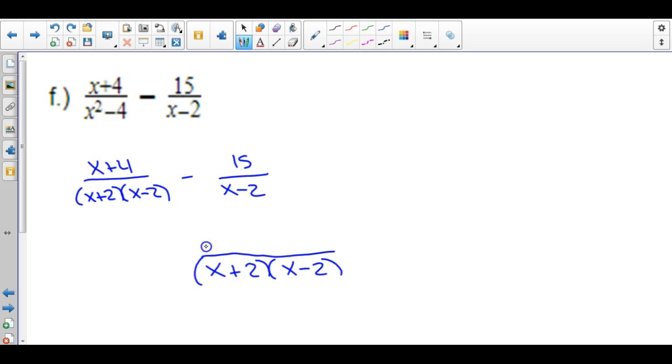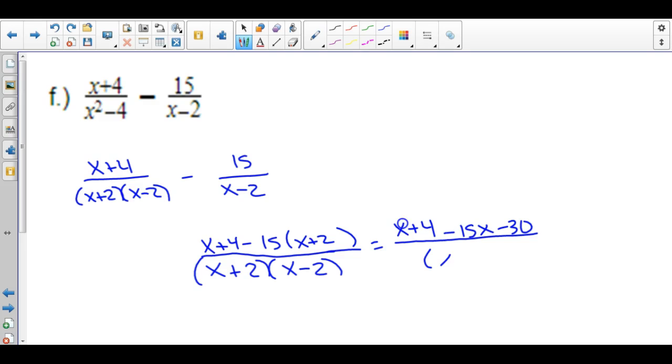That means that the x plus 4 that's on the numerator is already good to go. The 15 comes down, and in parentheses, we need to figure out what this fraction on the right needs in order to look like this one, and that's the x plus 2. So my numerator is going to become x plus 4 minus 15 times x plus 2, all over x plus 2 times x minus 2. And again, we want to do some combining of like terms here.